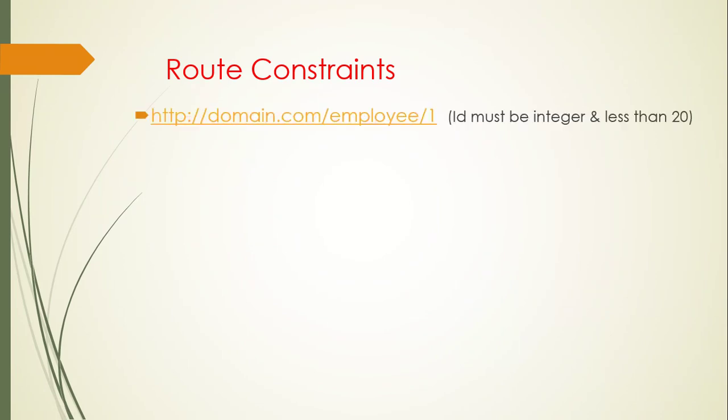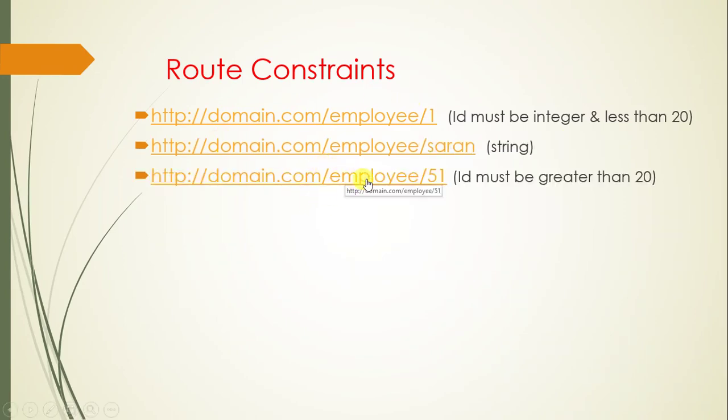Now, let's understand the concept of routing. I want to create a URL. Your parameter is ID. This ID must be integer and it should be less than 20. If the ID is 20 or above 20, then it will not reach the particular resource.